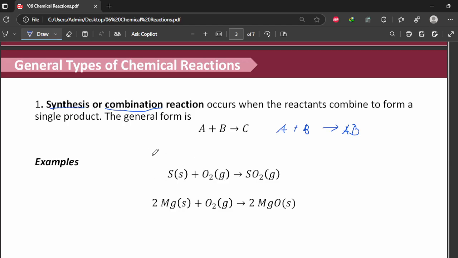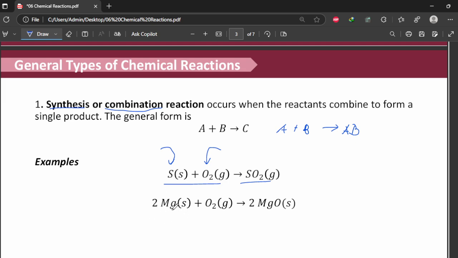So as you can see here, we have sulfur and then we also have oxygen gas. And then when they were combined, you have SO2 or sulfur dioxide. So here, as you can see, we have reactants that produce a product. But not just simply reactants and products. Please take note that the reactants that we have were combined together to form the product. Kaya nga siya tinawag na synthesis or combination reaction.